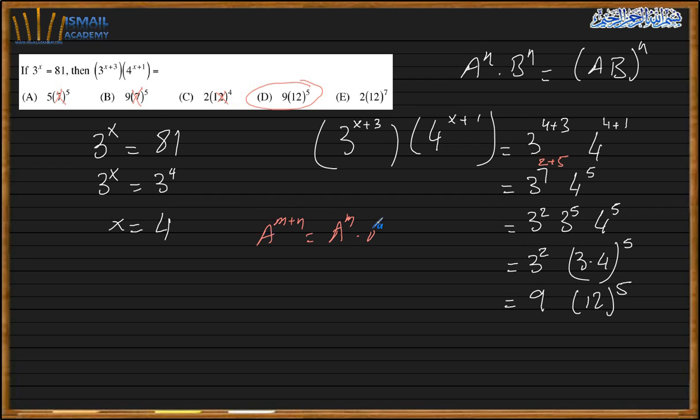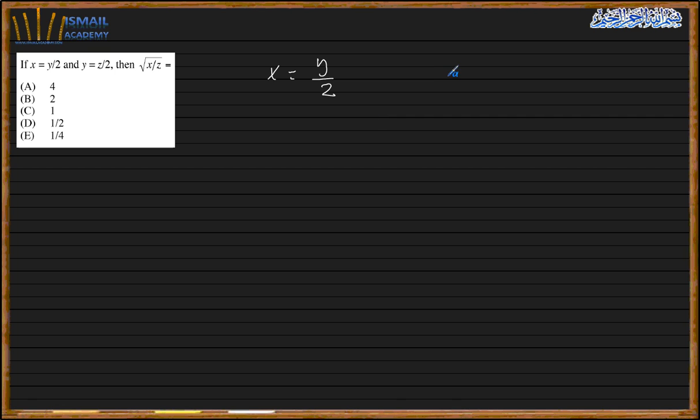So I have x is y over 2 and y is z over 2, so I know that z is 2y. Alright, so what will be x over z? x over z is y over 2 over 2y.